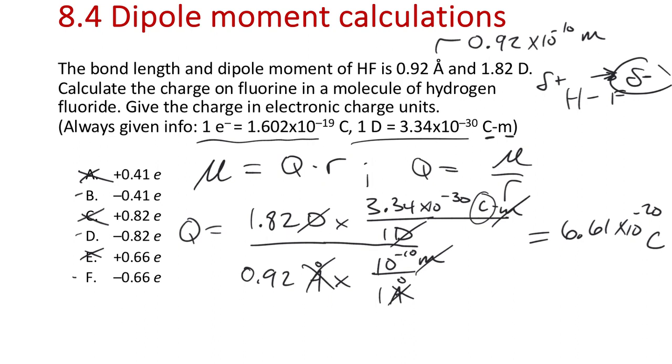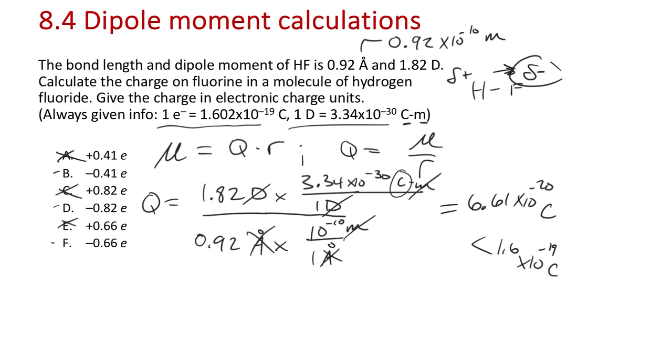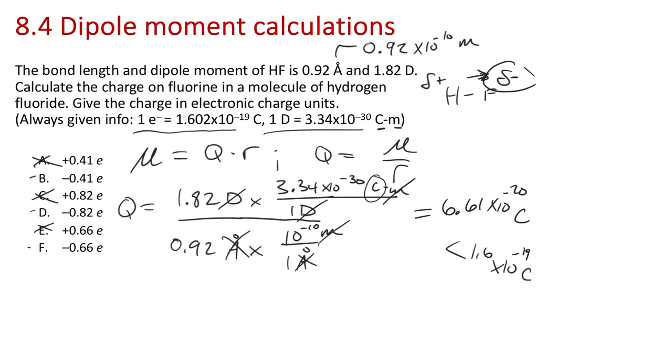And this is definitely less than 1.6 times 10 to the minus 19 coulombs, right? The charge of 1 electron. So we're definitely on the order of magnitude of a partial charge. And the way we can calculate the charge relative to that of an electron would be just to use that 1 electron's charge is 1.602 times 10 to the minus 19 coulombs. So if I just divide this by the charge of the electron, I get 0.41.